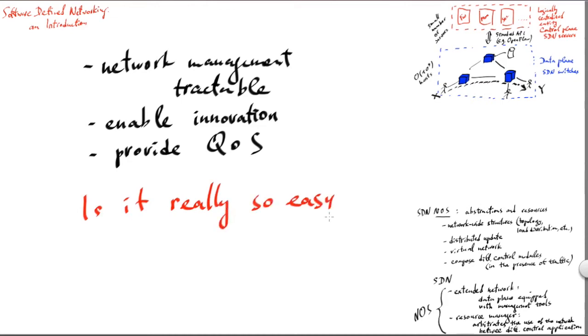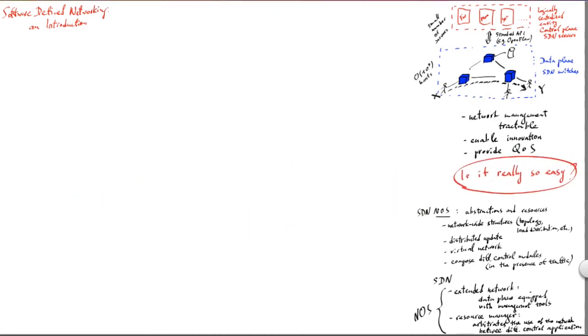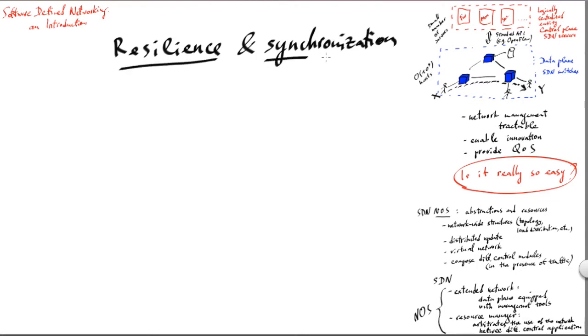Is it really so easy? I would argue that there are some inherent difficulties in implementing this strategy. These difficulties relate to the fact that the implementation of an SDN control plane should be resilient. It is unlikely that you would like to run all your control applications on a single server, so you need to provide some replication and so on. But at the same time, it should provide some kind of synchronization among control modules. And as we know, these two concepts in computing do not go very well together.